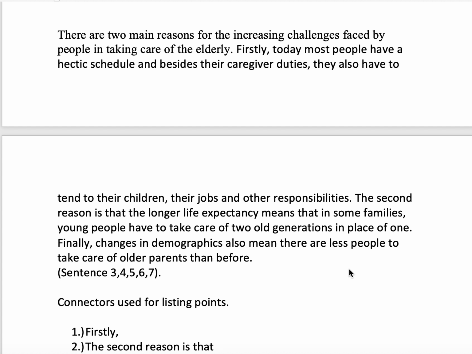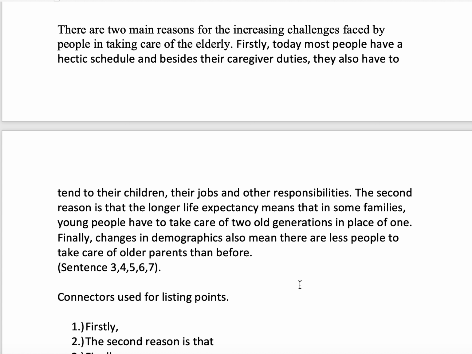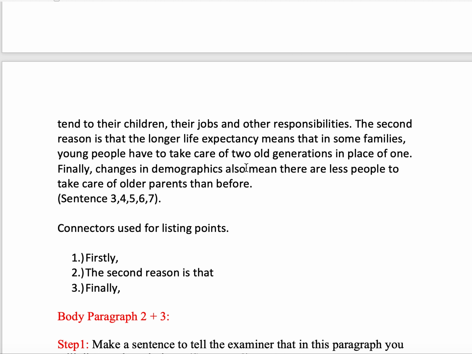So these are sentences 3, 4, 5, 6, and 7. 5 sentences in this paragraph. The third sentence is the topic sentence. Fourth, fifth, sixth, and seventh sentence are the supporting and the developing sentences. Now, connectors that you can use for listing points in this paragraph, I've used firstly. The second reason is that. Finally. Okay, these are the connectors that I've used in this paragraph.